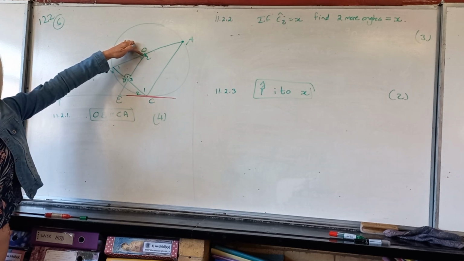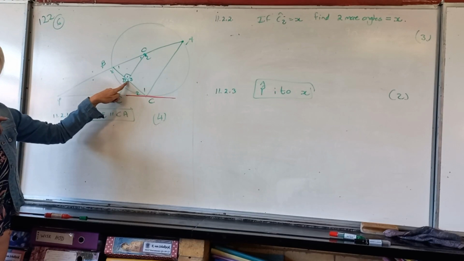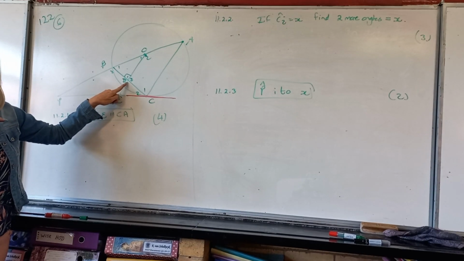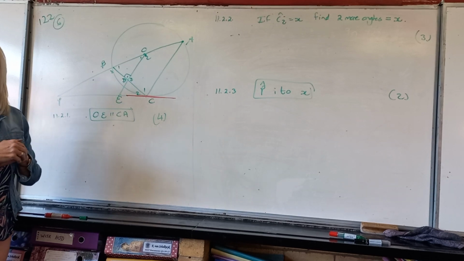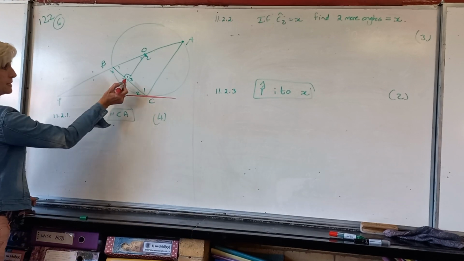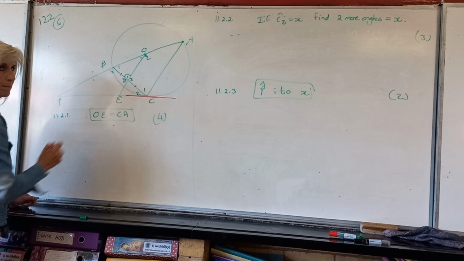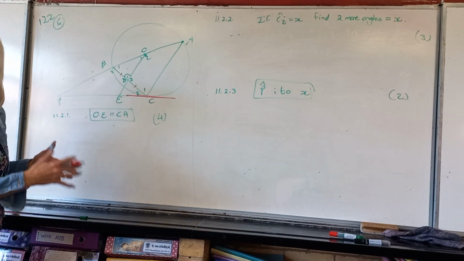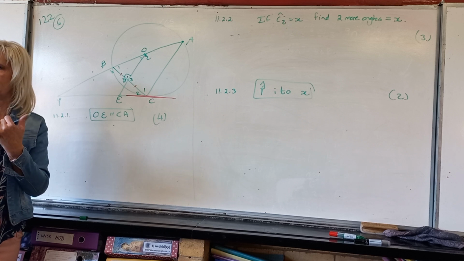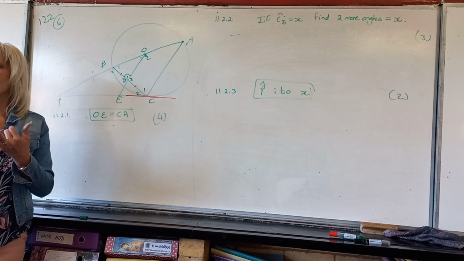The line from the center perpendicular to a chord bisects it. Is it there? Maybe I'm not going to use it, but is it there? It is there. Because it's 90 degrees, this will be the same. Okay, we'll see now if we are going to use it. But theorem 1 could possibly be there. Theorem 2.